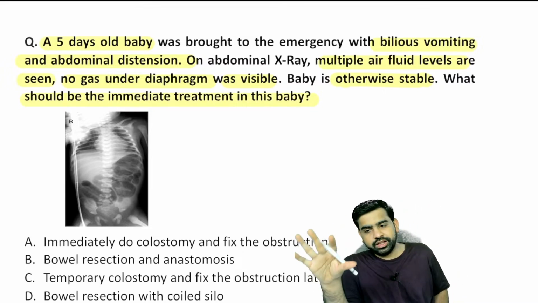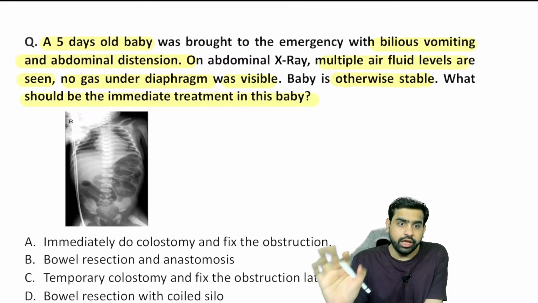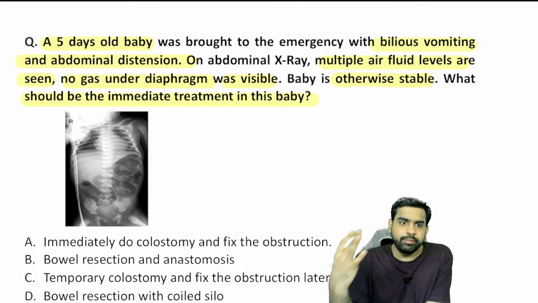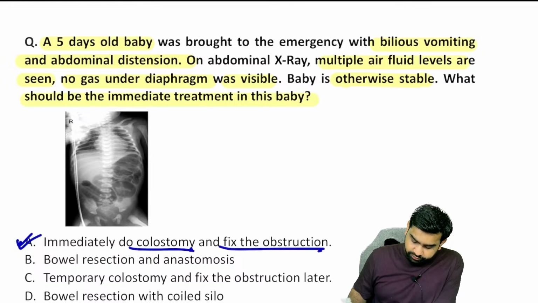So here, essentially, there is a 5-day-old baby who is basically in the state of intestinal obstruction. Okay, so what is the management of this particular patient? What you will do is immediately do a colostomy and fix the obstruction, bowel resection, and anastomosis. Okay, so what is the answer over here? What do you think?